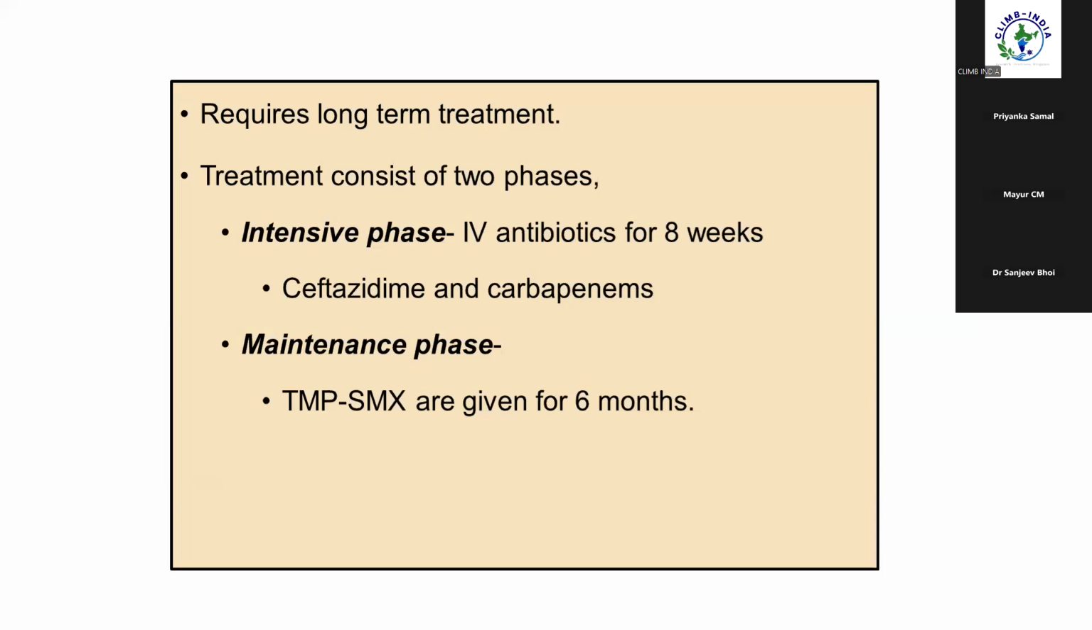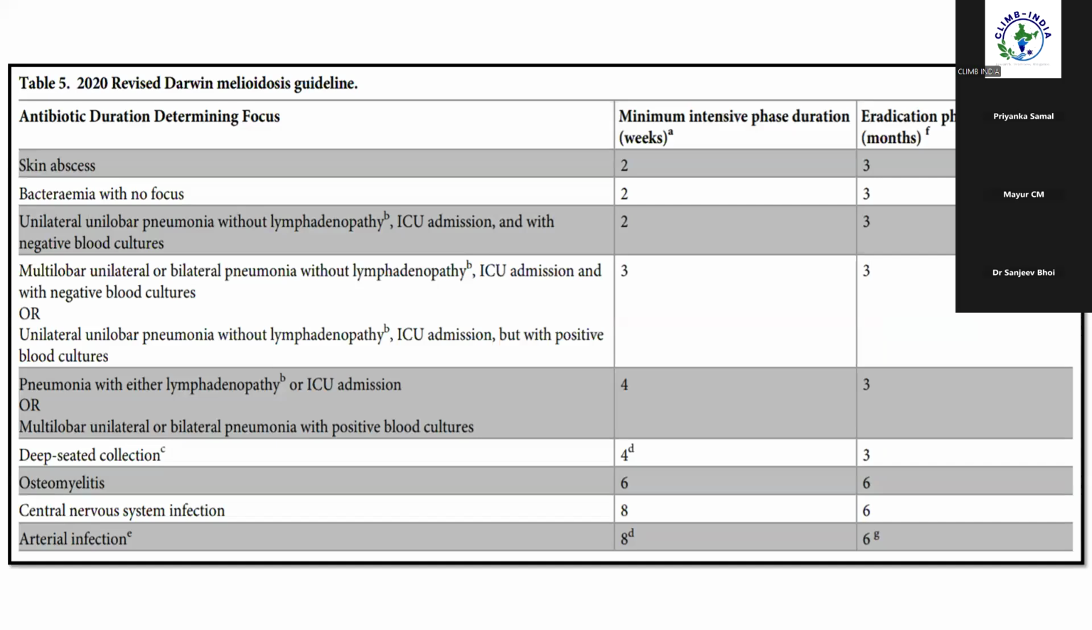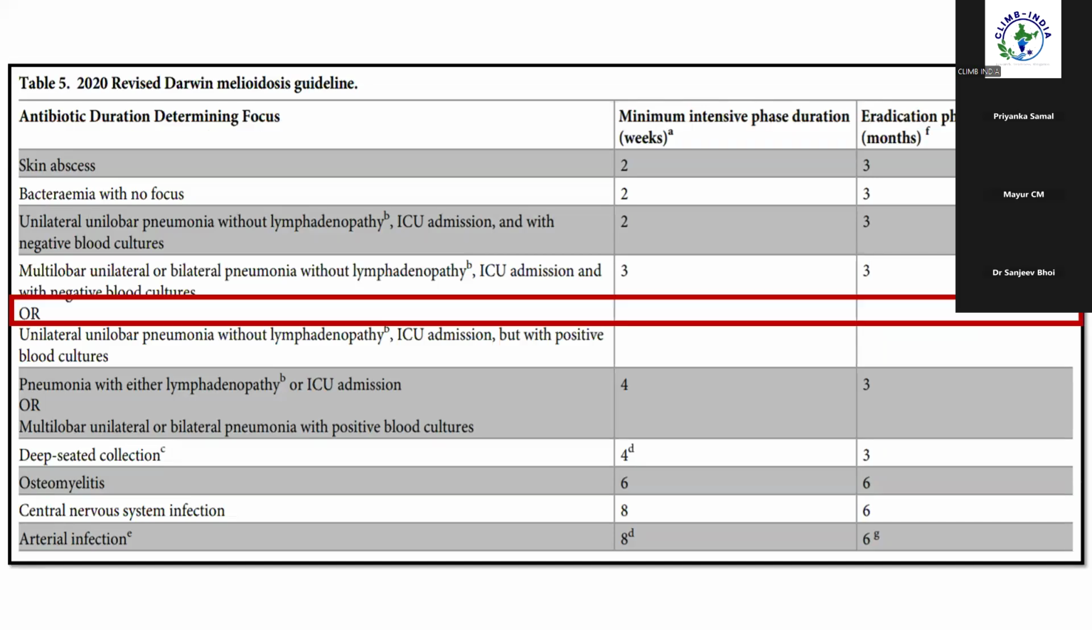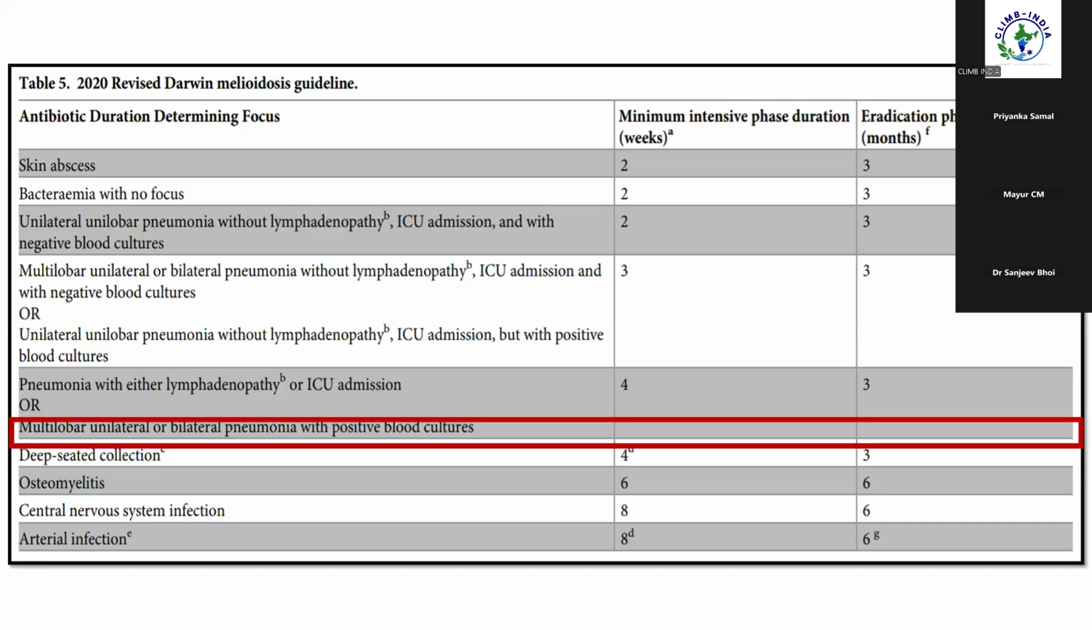Also, melioidosis requires long-term treatment. The treatment mainly consists of 2 phases: the intensive phase, which requires IV antibiotics for 8 weeks with ceftazidime or carbapenems like meropenem, and the maintenance phase with cotrimoxazole, given for 6 months. However, the 6 months is not fixed; it is individualized based on the severity and recovery of the patient. So this was the revised Darwin guideline for melioidosis treatment, depending upon the various sites of infection. CNS infection requires about 8 weeks of intensive phase therapy and a minimum of 6 months of eradication therapy.